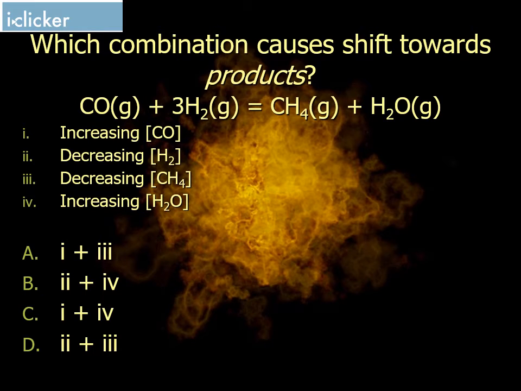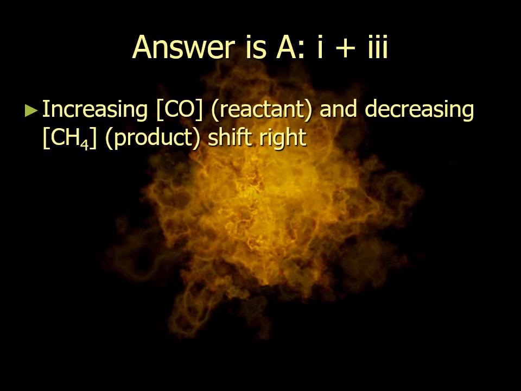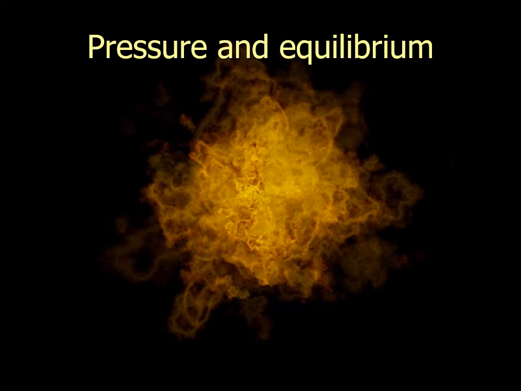Let's pause the narration. I'm going to reveal the result on the next. The answer would be A, 1 plus 3. Increasing CO, a reactant, would shift it to the right, and decreasing CH4, a product, would also shift it to the right. So let's talk about pressure and equilibrium.